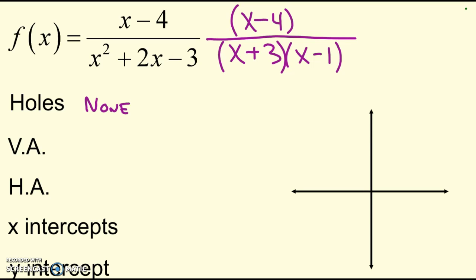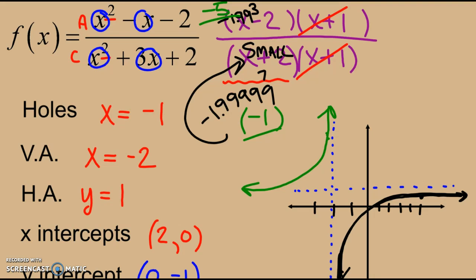Wait a minute, was there a hole in our last one? Yeah, it was at -1. Well, I should have made that on the graph, shouldn't I? I forgot about that. See? All right, there's going to be a hole at -1 right there. Okay? Got it?